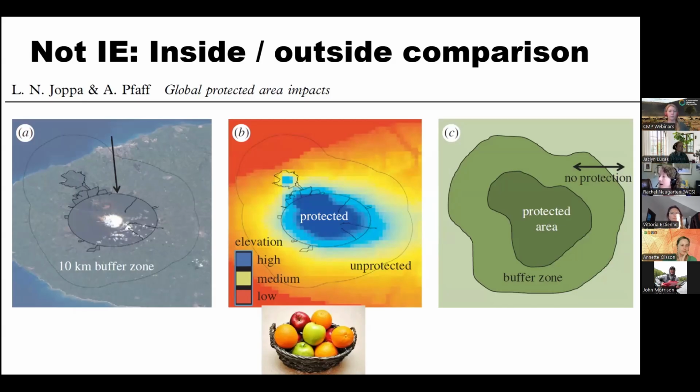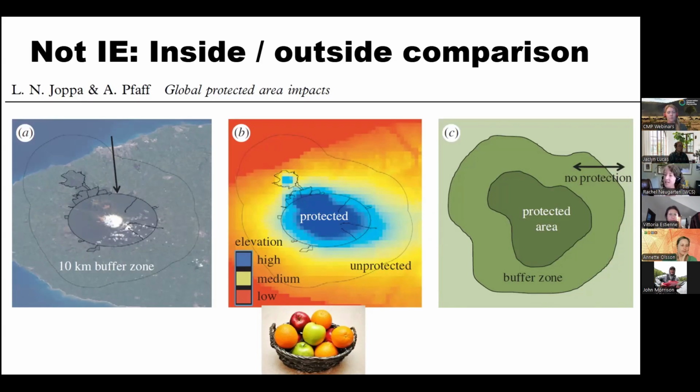point out that when you're trying to compare, this is an inside-outside design, the effect on biodiversity or deforestation or people of protected areas, and you compare outcomes inside the protected area to, for example, a buffer zone. This is a very commonly used approach where you compare the protected area to, let's say, a 10-kilometer buffer just outside, and you find that things are very different. Part of the problem with this is that things are very different inside and outside protected areas, even before the protected area was established, right?